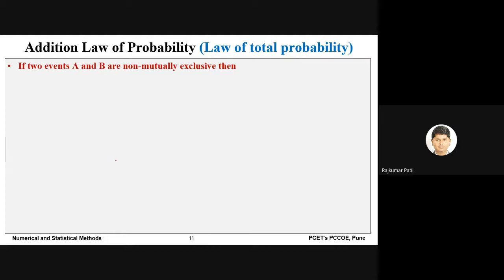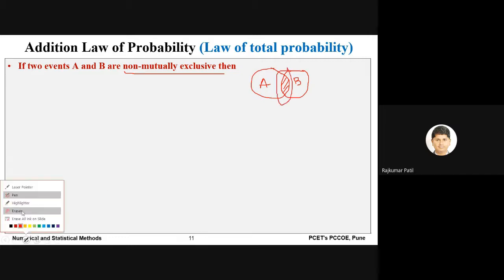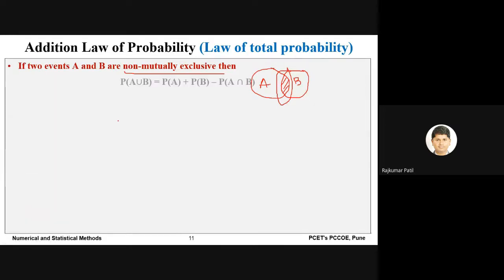Now we will take the second case where events A and B are non-mutually exclusive. I already told you that in this case there is some overlapping area for event A and event B. So this is event A, this is event B, and here you can see that there is some common overlapping area, and that must be excluded while calculating the total probability. And this example now we will see.